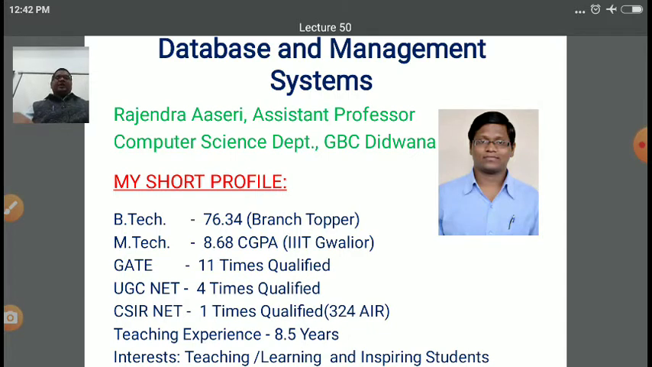After that we started the concept of indexing and hashing, and in indexing and hashing we covered primary index, secondary index, B+ tree, B tree, and insertion and deletion operations in the B+ tree and B tree. Then the hashing concept. In hashing we covered static and dynamic hashing.